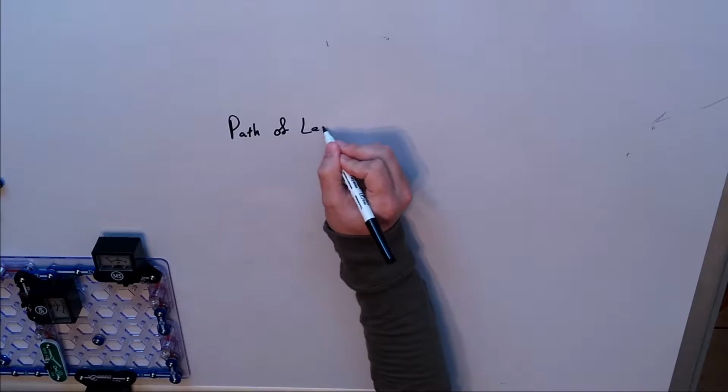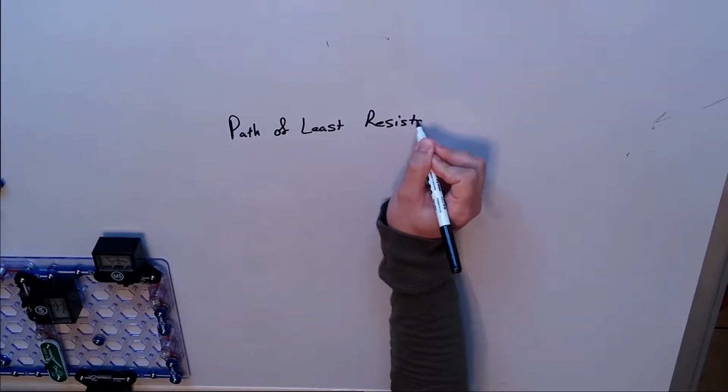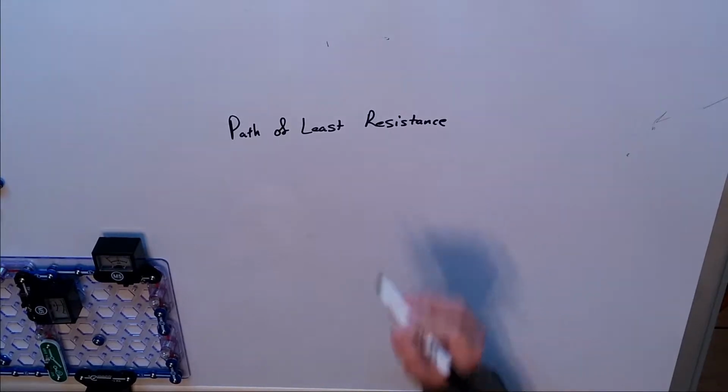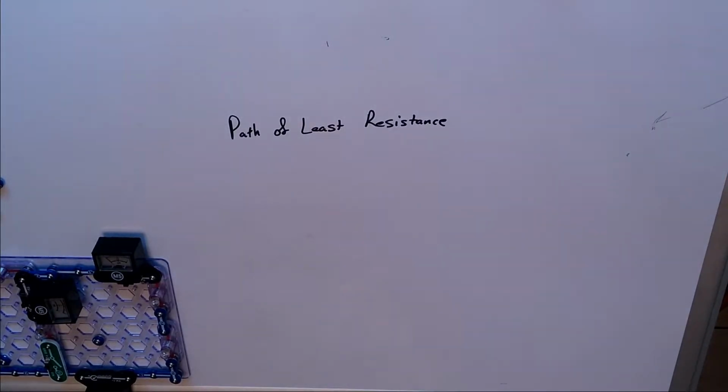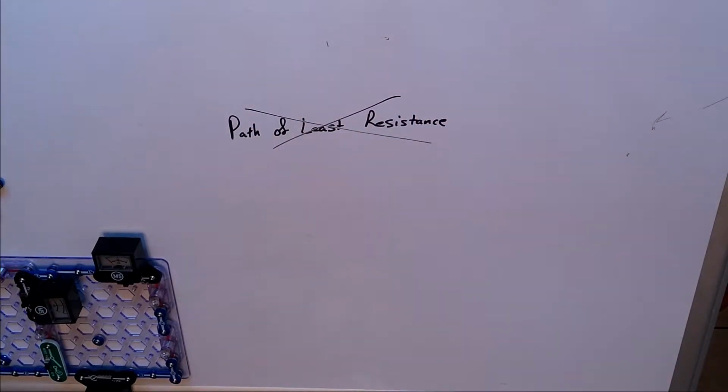Path of least resistance, because a lot of people misunderstand this. Path of least resistance. So, what people understand this to mean is that current will always go in whatever the easiest path there is. That's not exactly true, it turns out. And that's why I don't recommend actually using this. What ends up happening is the following.